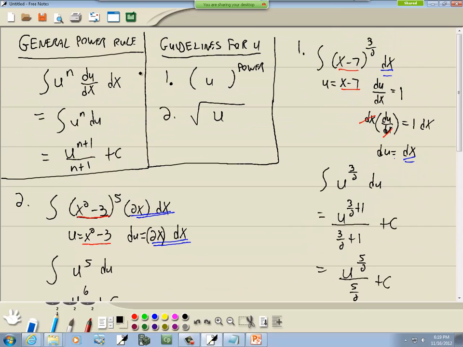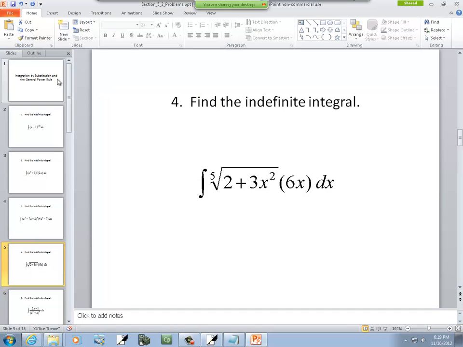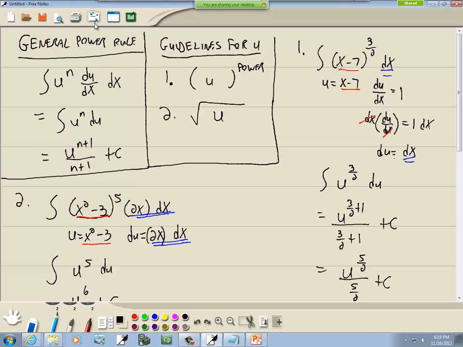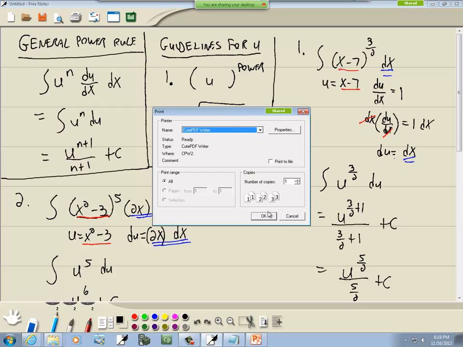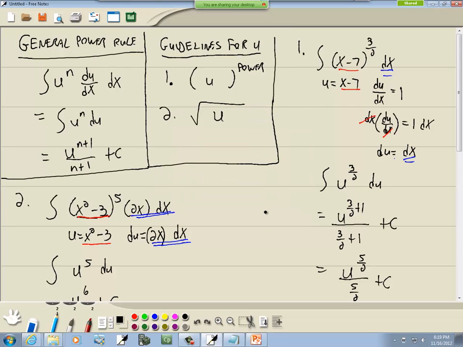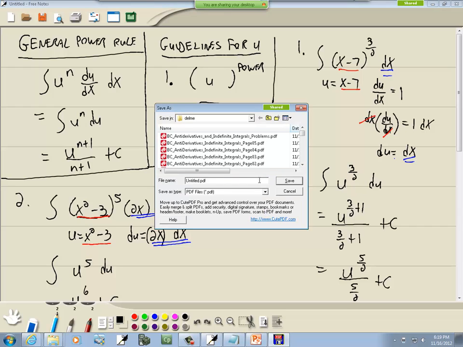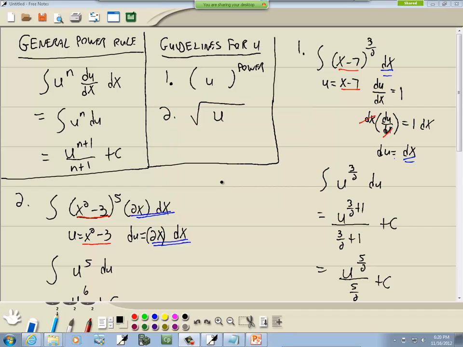I probably have room for it, but let me go ahead and start a new page anyway. Okay, this is integration by substitution and general power rule. Integration by substitution and general power rule.